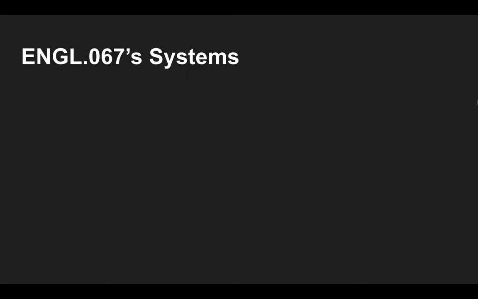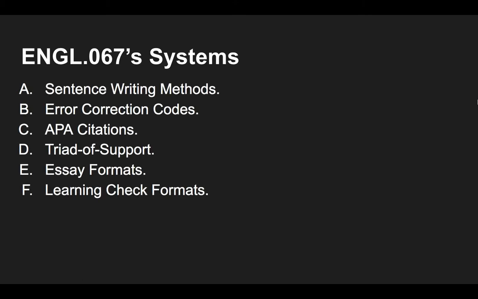Okay, so what about my class then? What should you expect for English 067? What systems might we encounter? Okay, so there's a list of several here. First off, I have very specific requirements in terms of sentence parameters, sentence structures.